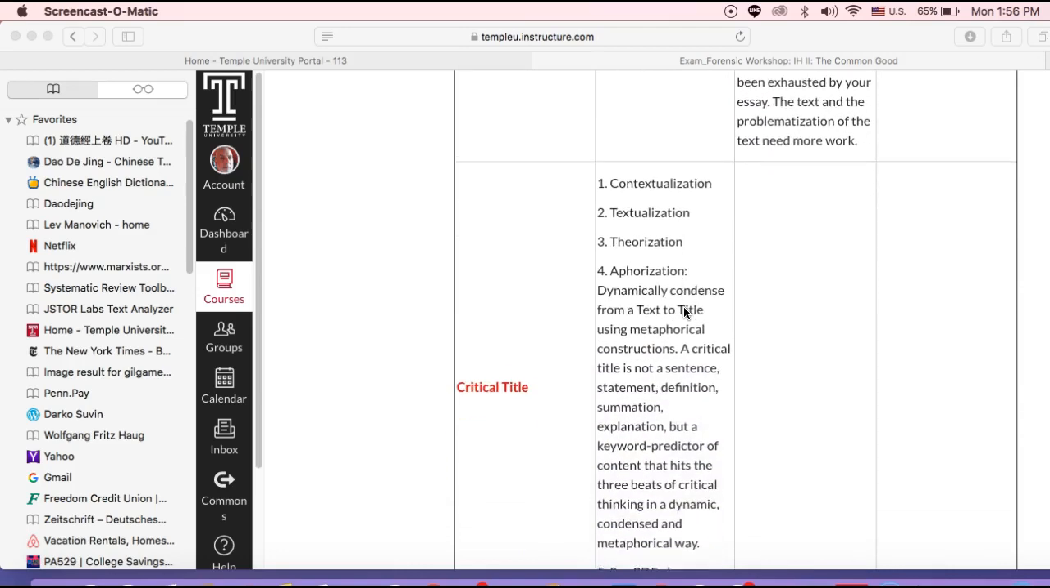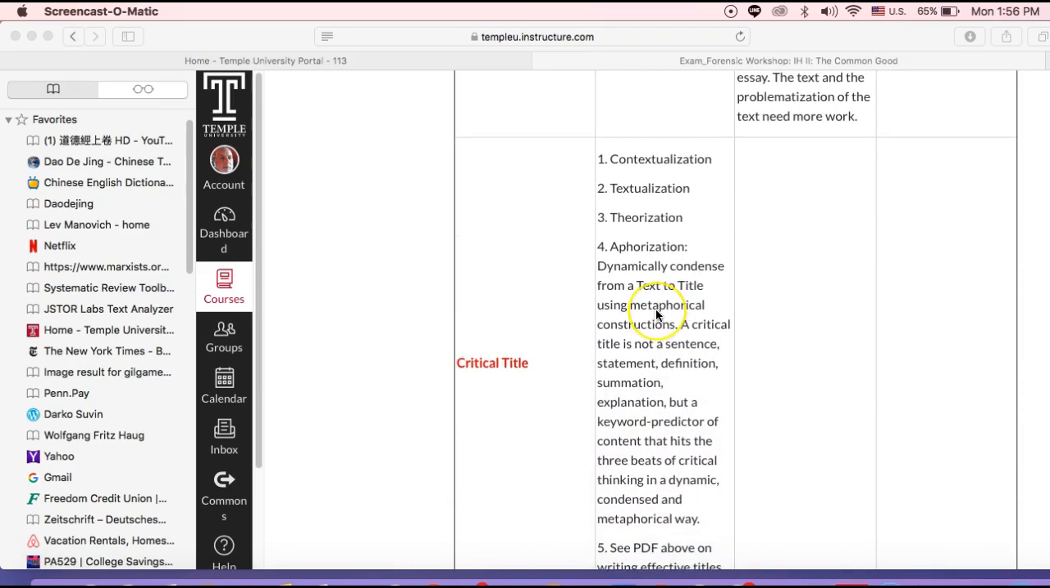If we move to titles, okay, here we can see that titles have a couple beats, right? Basically, I would say three beats and then a style idea.